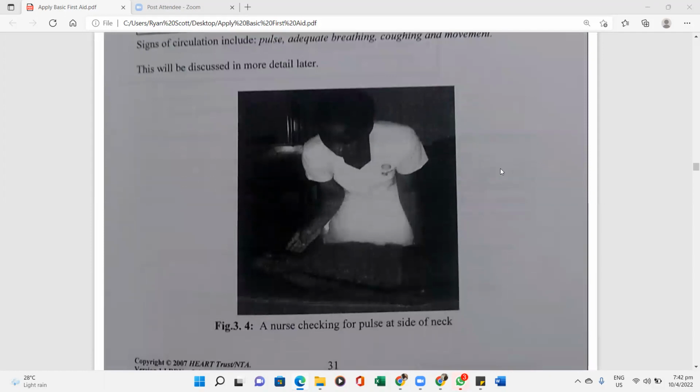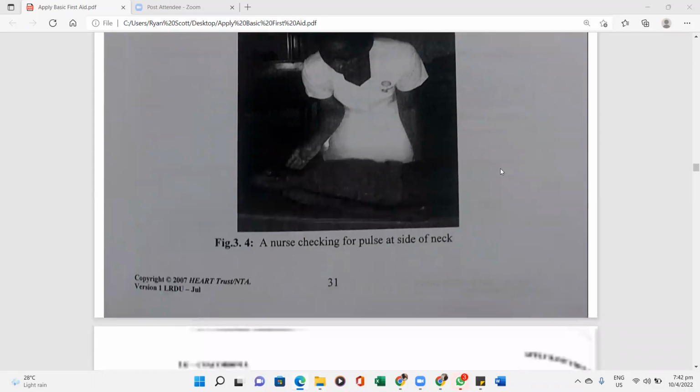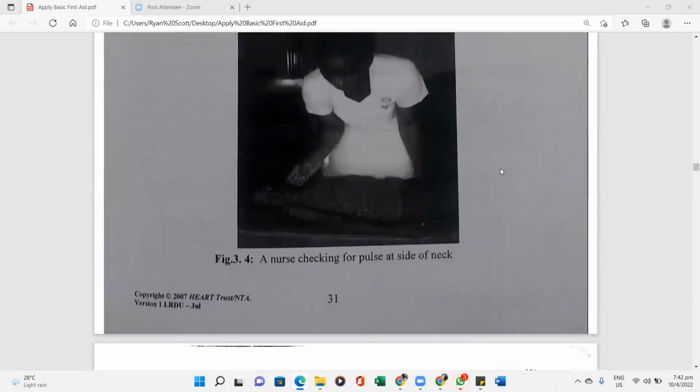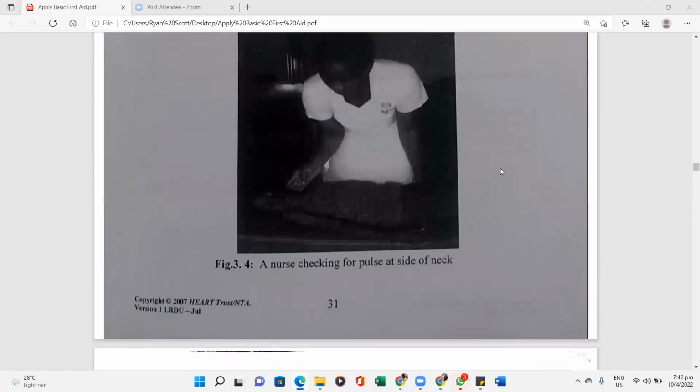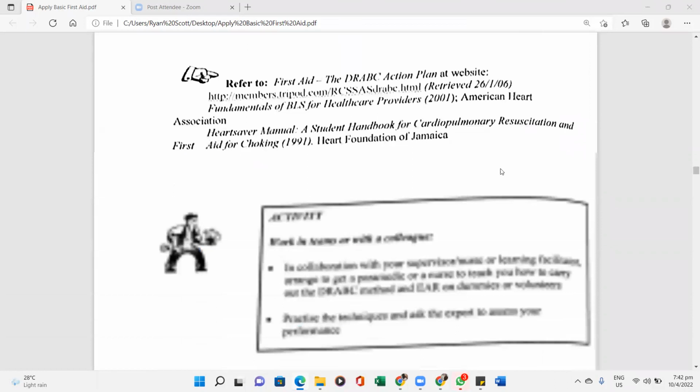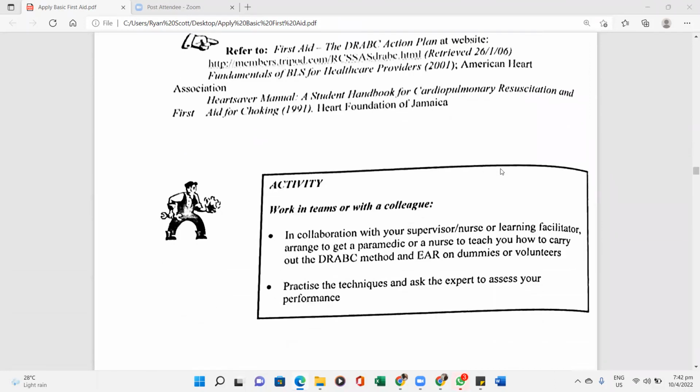So hold on. Signs of circulation would be pulse, adequate breathing, coughing, and movement. All right. Scroll up, and you can see where the nurse is checking the child's pulse at the neck. Scroll up. One minute, please.